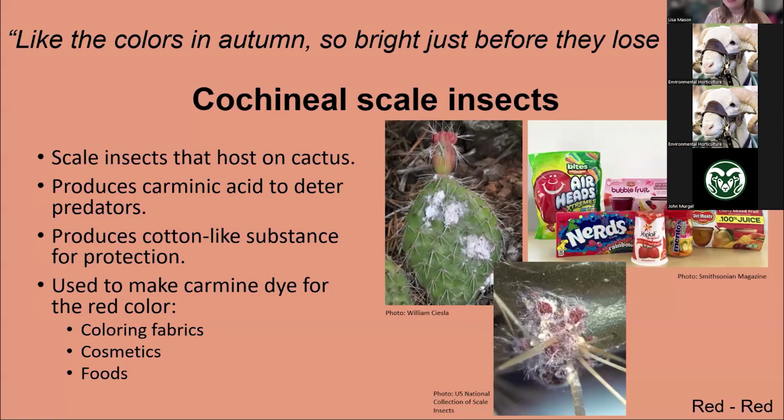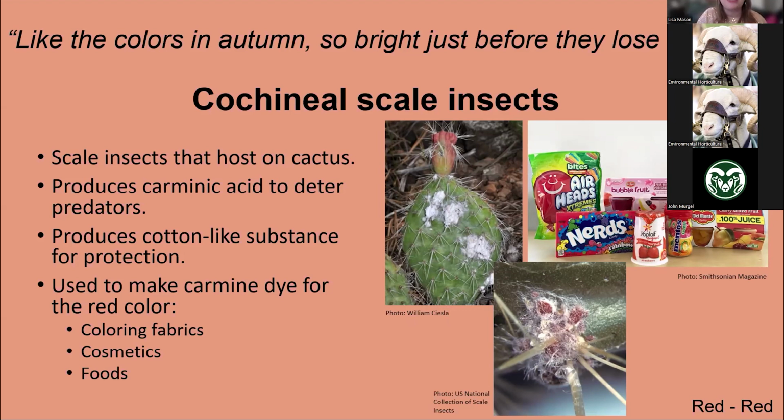All right, moving on to the red album. This is a great example. You've probably consumed insects and you don't even know it. Cochineal scale insects are scale insects that are found on cactus flowers. You can see them here in Colorado, and they feed on the plant juices from the cactus. They are red and they produce a red dye through the carminic acid. That carminic acid does deter predators.